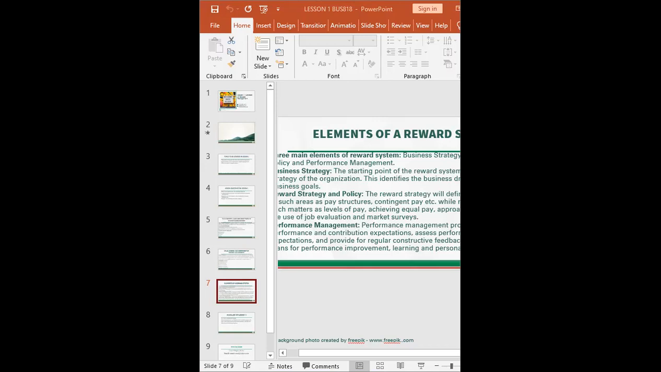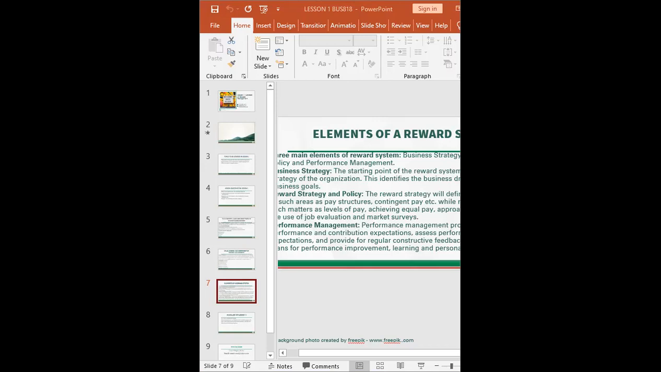I cannot be in an organization calling myself a secretary and not have a system or a laptop. How do I want to write memos, or rather type memos? So that's the thing. Then we also have the second element, which is reward strategy and policy.